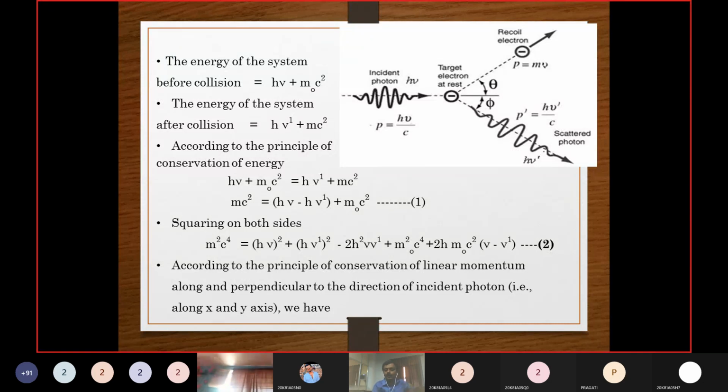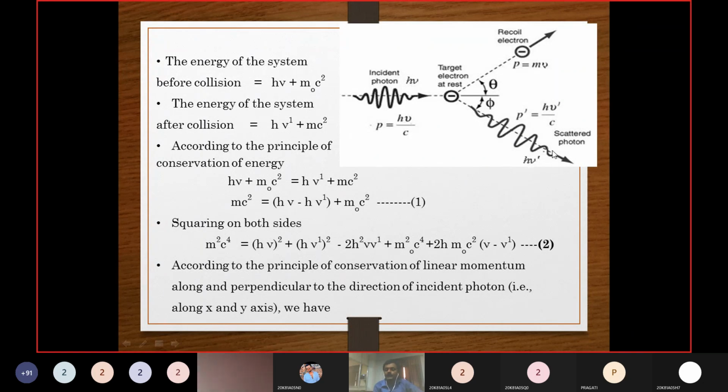Okay, so finally, after collision, the electron will get some velocity and it has some mass m. So the momentum is p = mv, that is the momentum of the electron after collision. Now after collision, the energy of the photon is h nu dash.